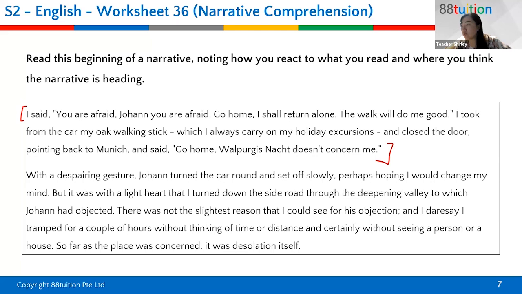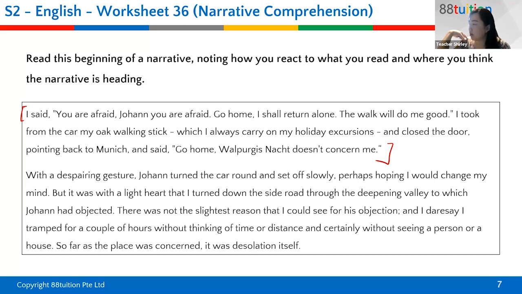Okay. So from the first paragraph, they start off with a dialogue. It's a way to start your introductory paragraph. I think we learned that in writing, right? So what would you be thinking? Where do you think the narrative is heading? Clearly, there are a few characters who have been introduced already in the first paragraph. So we know Johan is one of them.